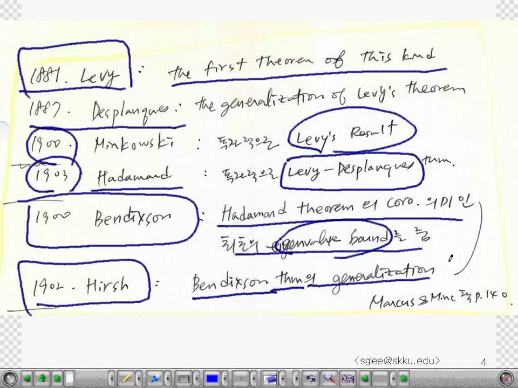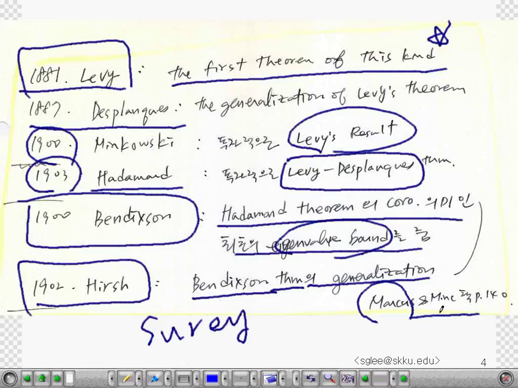was generalized by Hirsch. All this survey is given in the book A Survey of Matrix Theory and Matrix Inequalities by Marcus and Minc. Marcus and Minc are two of the 3M, the authors of the 3M notations. Those three professors, whose names start with M, were working at the University of British Columbia in the early 60s. You can find all this survey in their book, page 140.